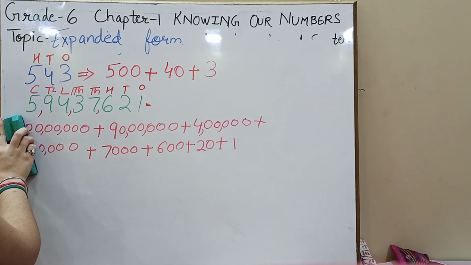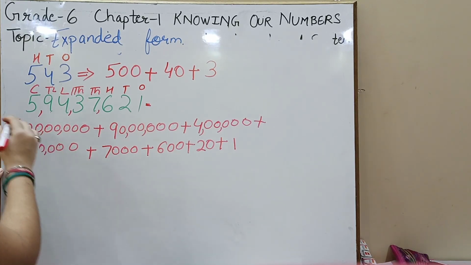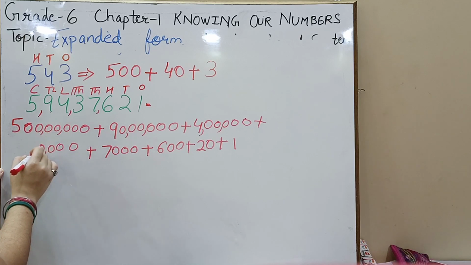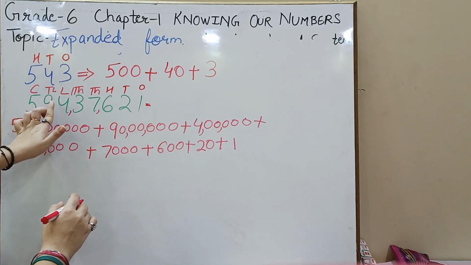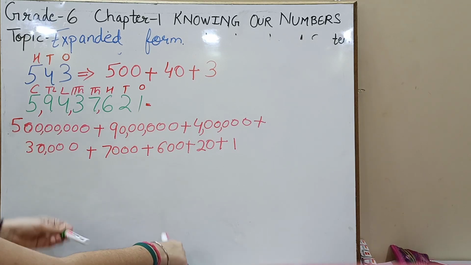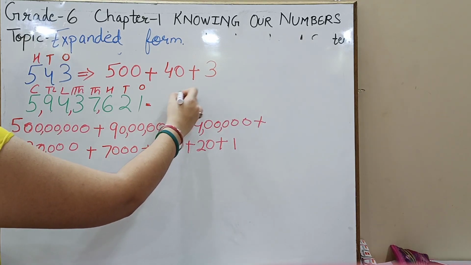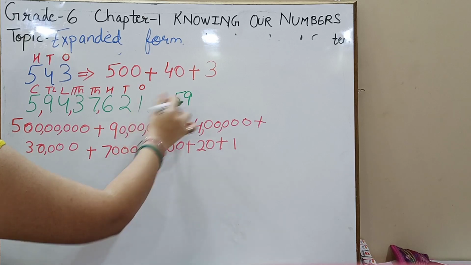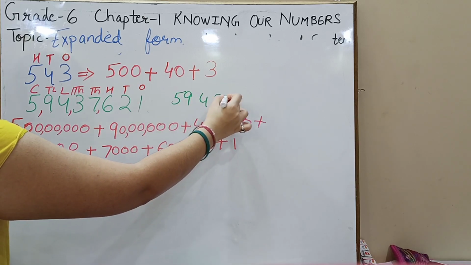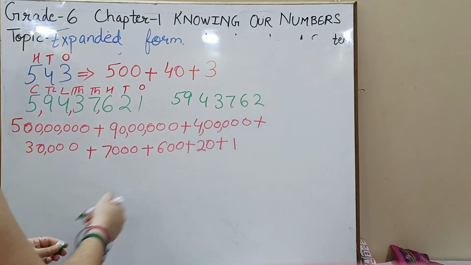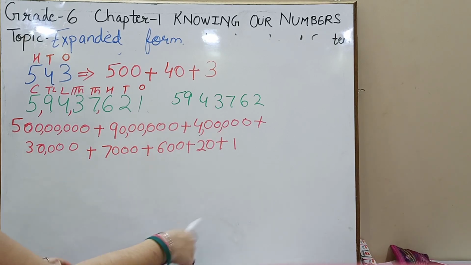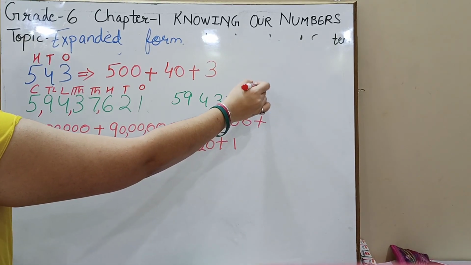Let us do the expanded form, let us compare. We are going to do the expanded form of this number only, but on the basis of the international number system. Now if we write the same number, 5, 9, 4, 3, 7, 6, 2, in the international number system, then as you are already aware, first put down the place values.